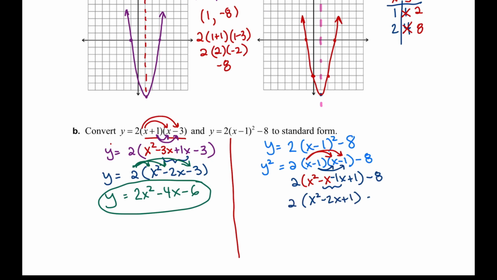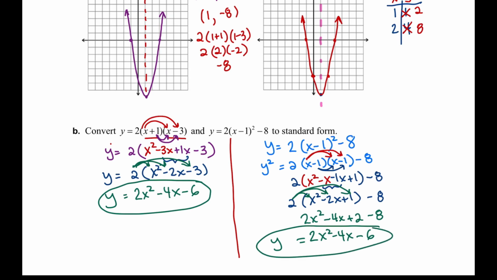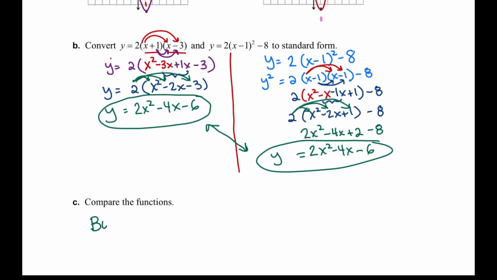We multiply the 2 through, and then at the end, we're going to minus 8. So we have 2x squared minus 4x plus 2 minus 8. And then we have 2x squared minus 4x minus 6. And if you notice, these two equations are exactly the same, which is why we had two graphs that were exactly the same. So we're going to write in here that both equations are the same.